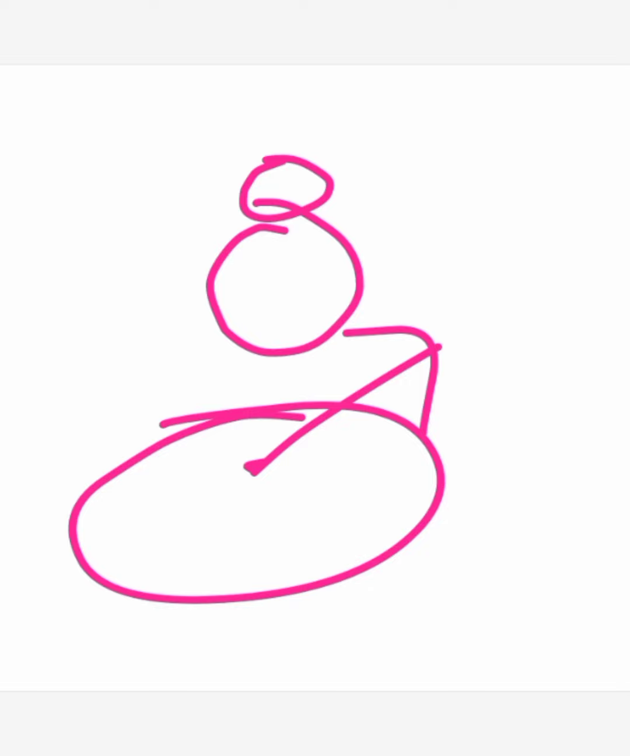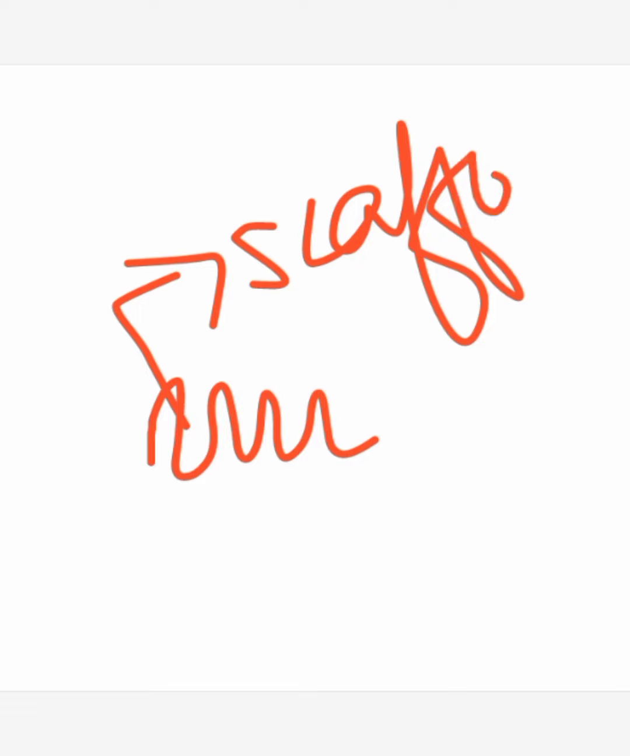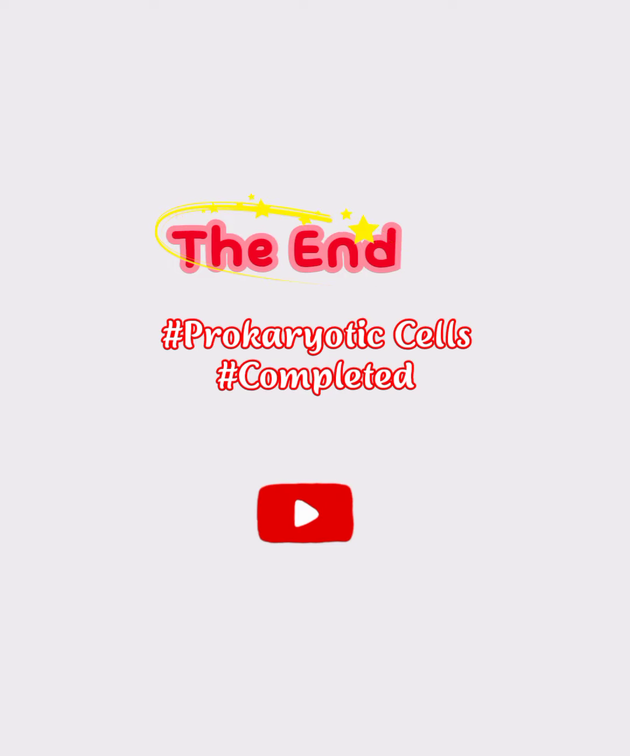Okay, and one more thing that I missed mentioning previously: when we were talking about the chromosome, this folding kind of arrangement of a chromosome is actually known as the scaffold. Okay, so this is known as a scaffold. So this is it.